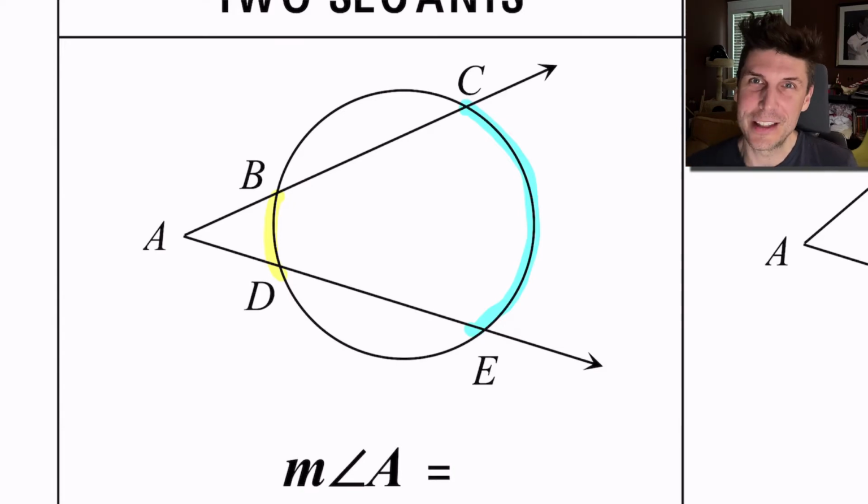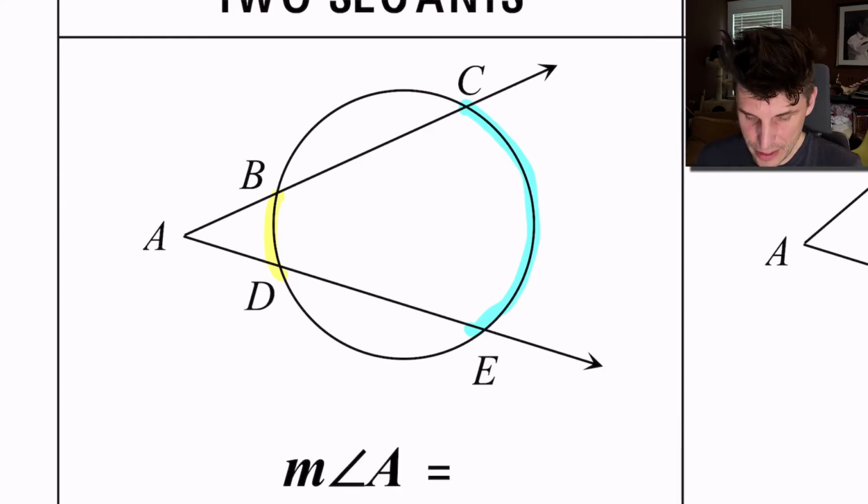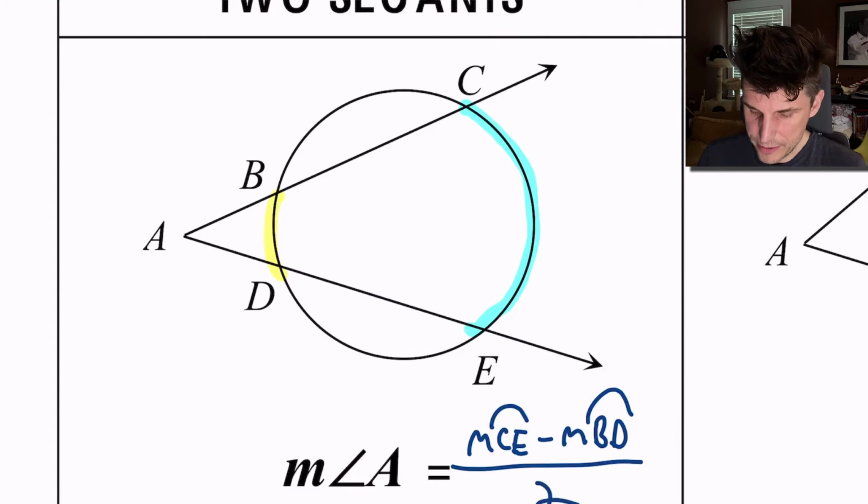So when the angle is on the inside, it's half of the sum. When the angle is on the actual circle, it's just straight half. And when the angle is on the outside, it's going to be half of the difference, okay? So you would say the measure of angle is the measure of arc CE minus the measure of arc BD, all divided by 2.